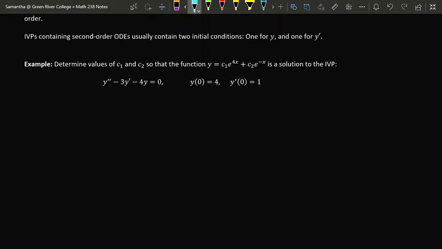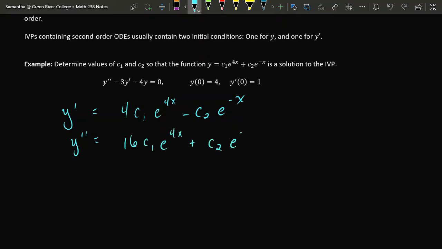So first, let's make sure that the ODE is satisfied, which will require us, among other things, to determine the value of y prime and y double prime. If I take the first derivative of this function, I get 4 times C1 e to the 4x minus C2 e to the negative x, and if I do it again, I get 16 C1 e to the 4x plus C2 e to the minus x.